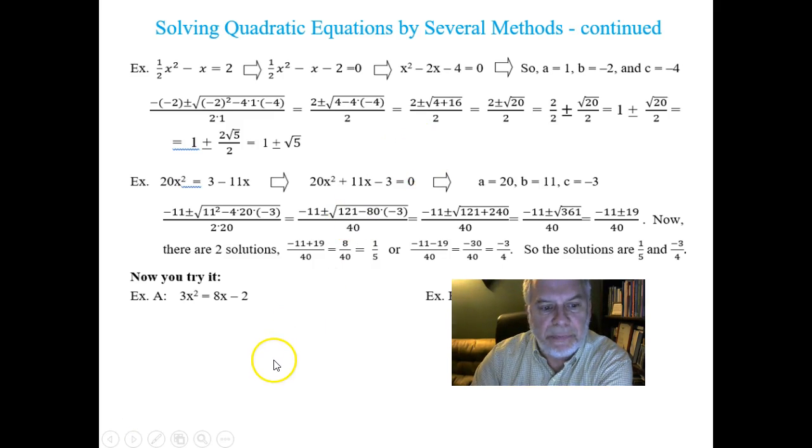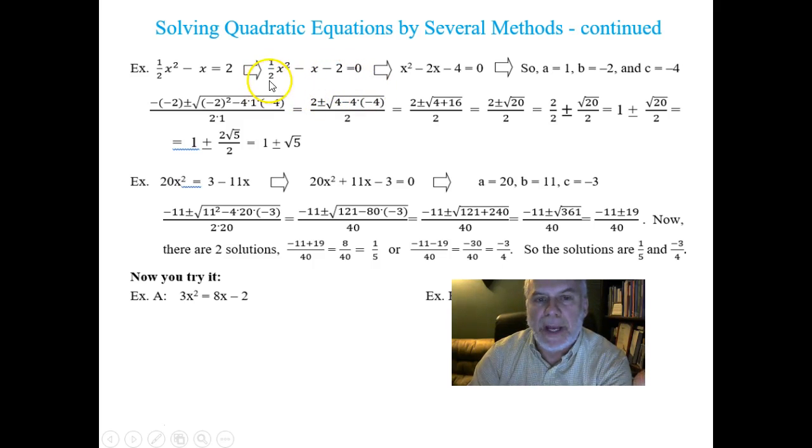Okay, some more examples. You see here that I have an equation with a fraction in it. You can get rid of fractions pretty easily just by multiplying through by the number that's in the denominator, the number on the bottom of the fraction. I'll show you. All right, so if you have this quadratic equation here, you could first move the 2 over, so I get it in standard form, 1/2 x squared minus x minus 2.